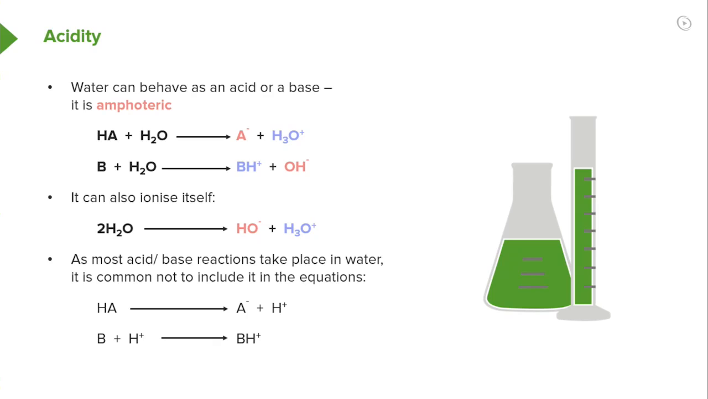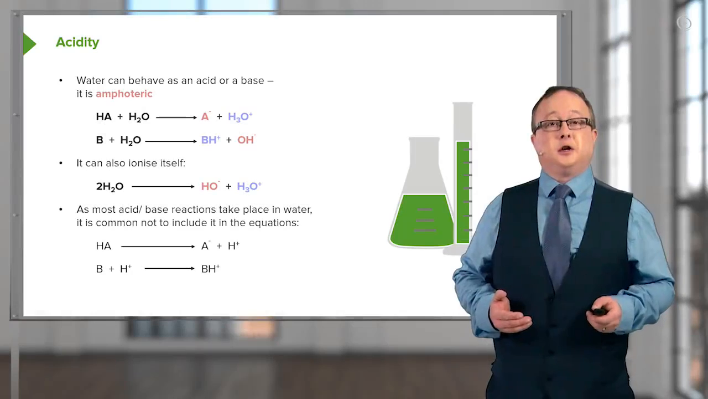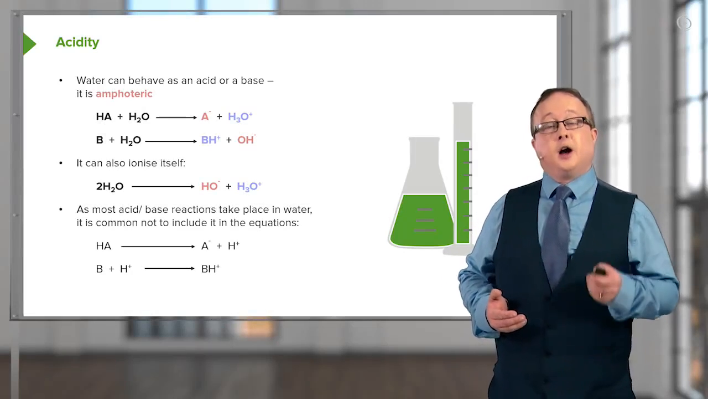As most acid-base reactions take place in water, it is common not to include the water directly in the equation. So you'll often see acid-base equilibria, acid-base equations, written as the following, where HA is shown to separate or lyse into A- and H+. And a base, shown here as a neutral species, although sometimes they are ionic and negatively charged, reacts with H+ to give BH+. So these are the two types of equations I'd like to introduce to you in this lecture.